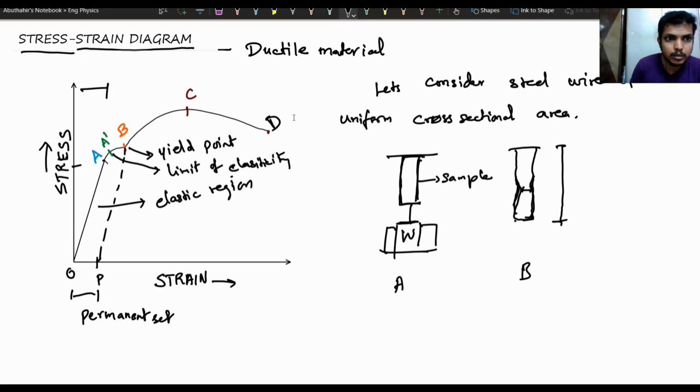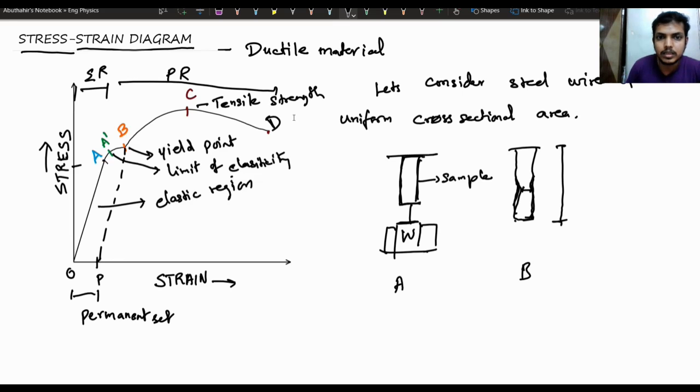Up to this region it is the elastic region. Over that, the material becomes a plastic region. So I have written PR, that is plastic region. Once it is past the yield point, it will go to the maximum stress. This point is the tensile strength. The maximum tensile strength is this much only, which means the maximum stress this material can accommodate.